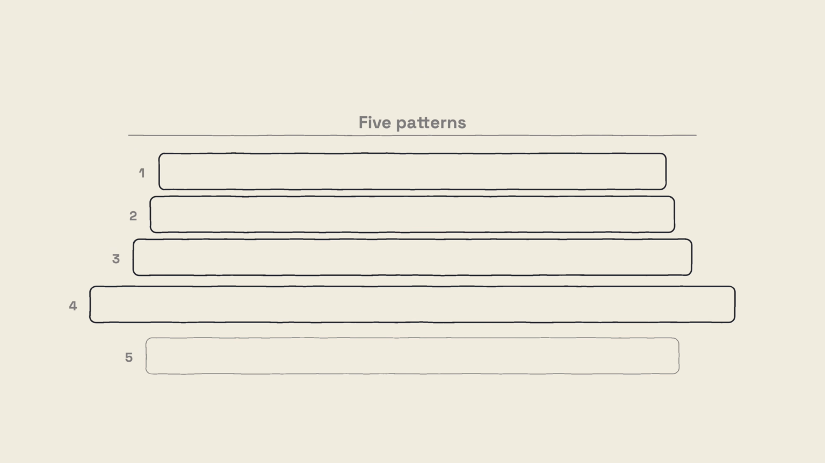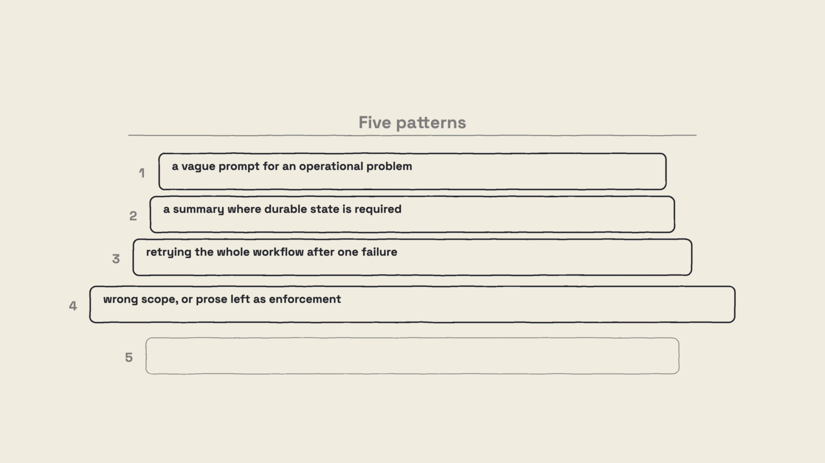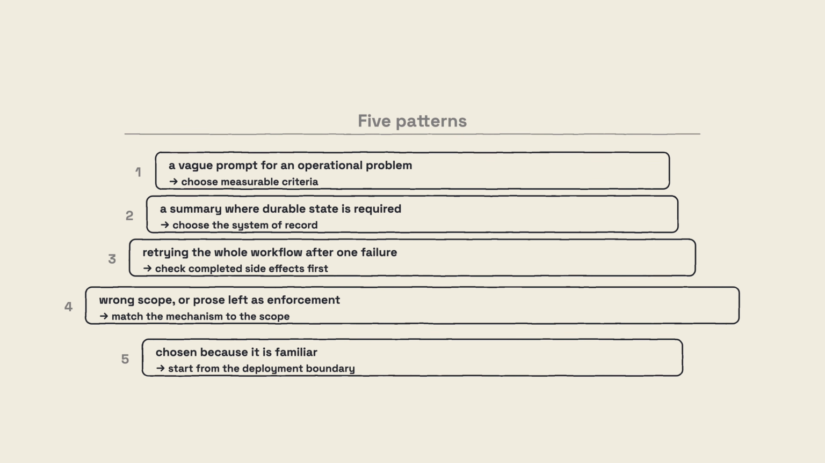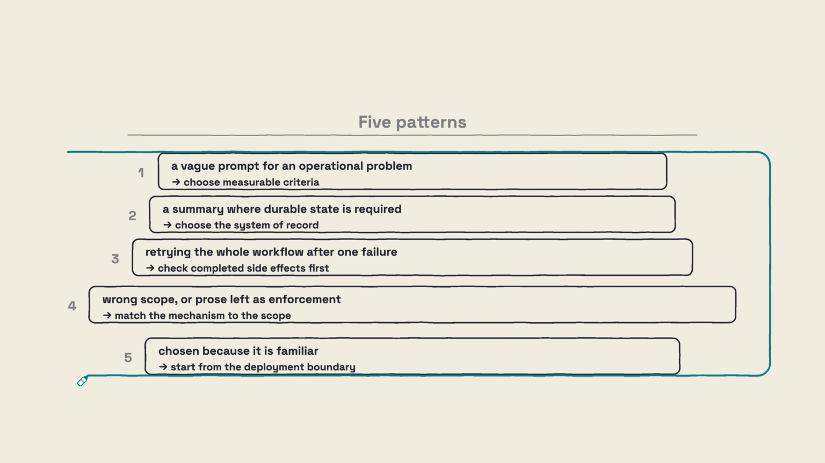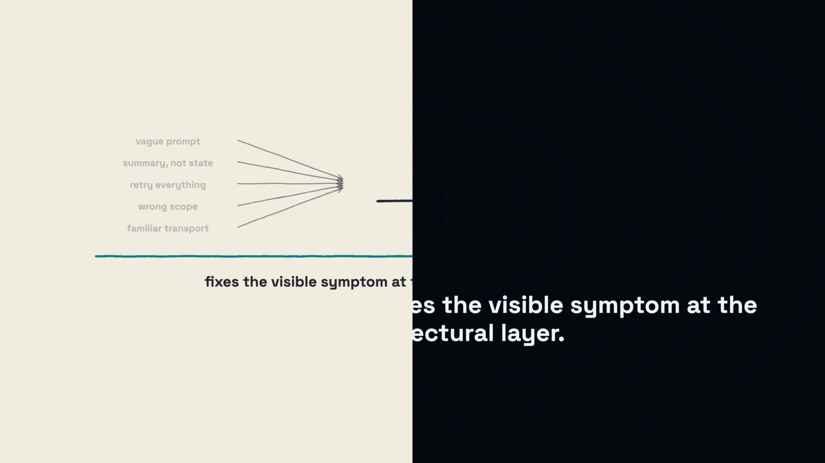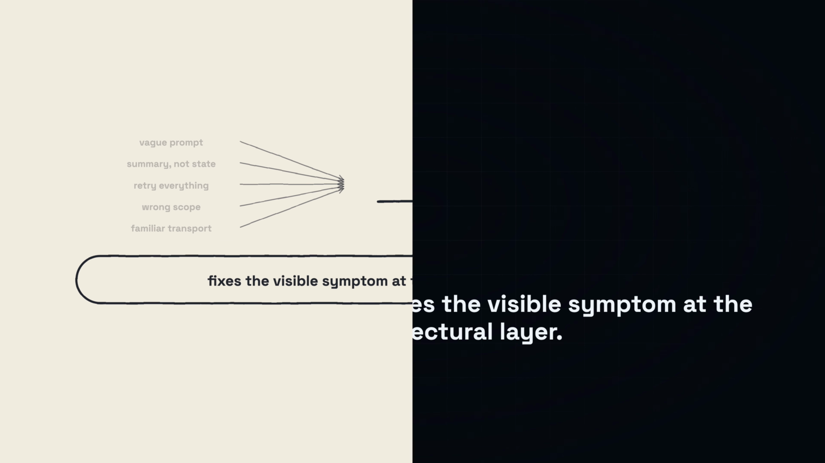Trap 4. Shared behavior is stored in personal configuration, or mandatory enforcement is left as an instruction. Match the mechanism to the scope. Trap 5. A tool or transport is selected because it is familiar. Start from the deployment boundary and failure mode. The convincing distractor often fixes the visible symptom at the wrong architectural layer.